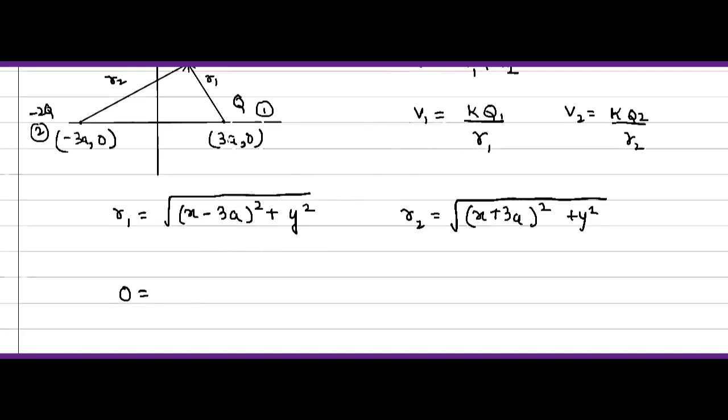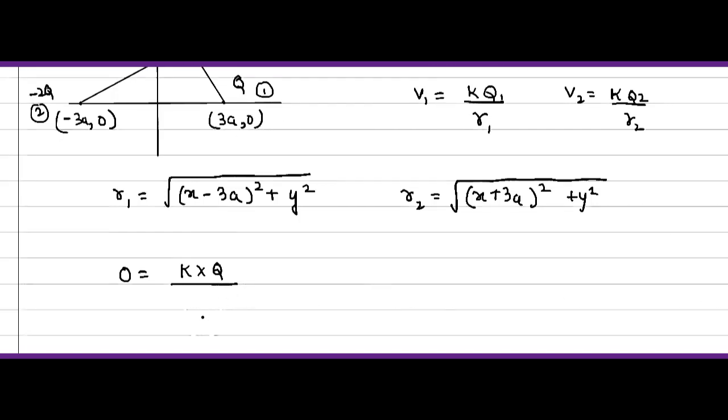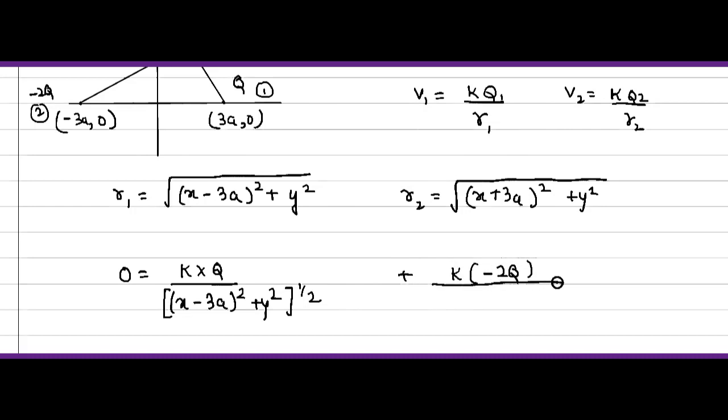What is the potential 1 due to charge q1? It would be k into the charge value q divided by the distance r1. So r1 is (x minus 3a) square plus y square, under a square root, so we take the power as 1 divided by 2. Now the q2 charge is minus 2q. Potential is a scalar quantity, so we need to put the charge with this sign: minus 2q divided by R2, which is (x plus 3a) square plus y square, whole to the power of 1 divided by 2.